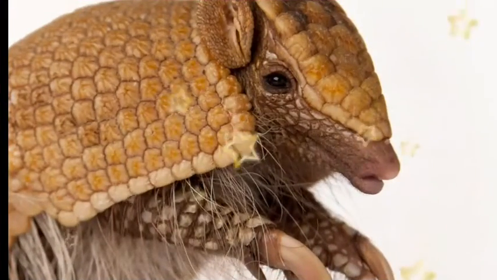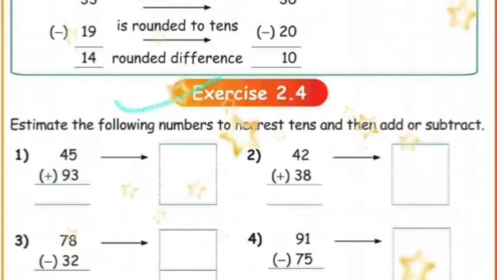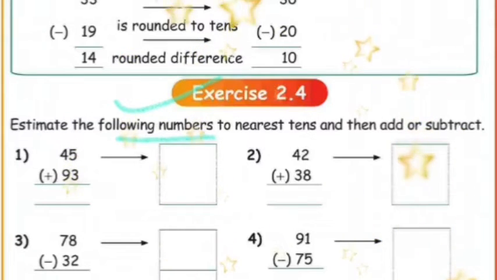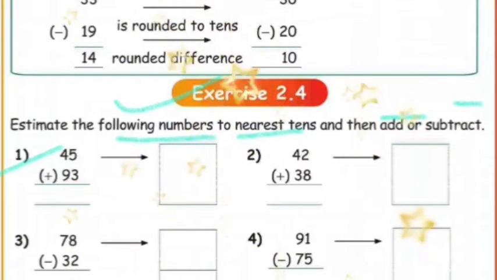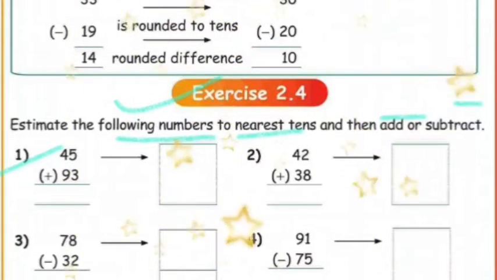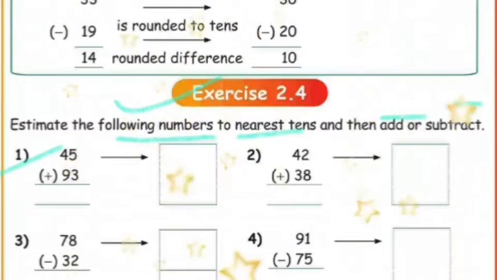Now look over here. We have to do our exercise 2.4. Estimate the following numbers to the nearest tens and then add or subtract. Hello my dears, I have taught you addition and subtraction to the nearest tens with the help of a number line in the previous video, but now again I am going to show you one sum, for example addition, to revise in this video.